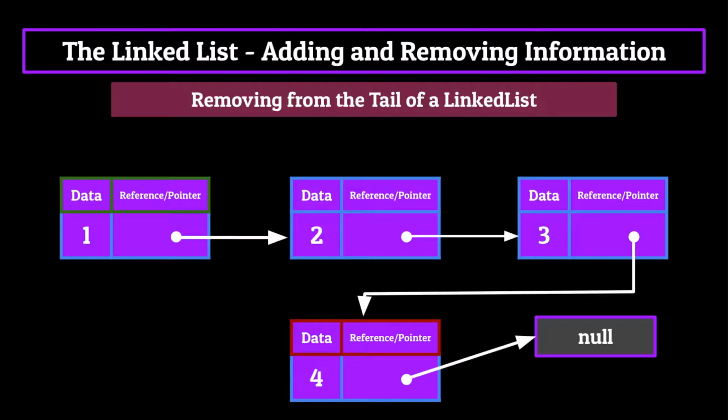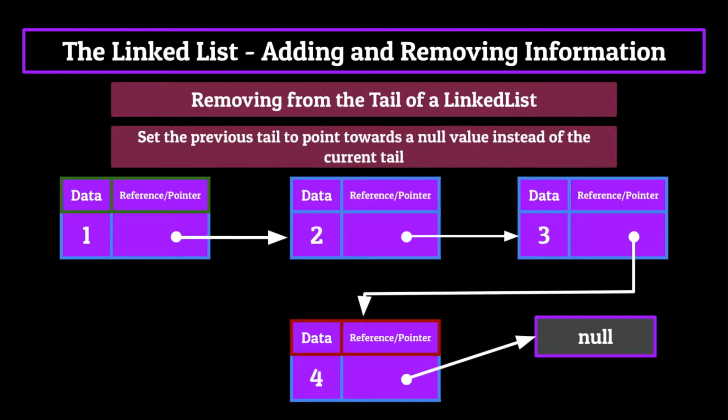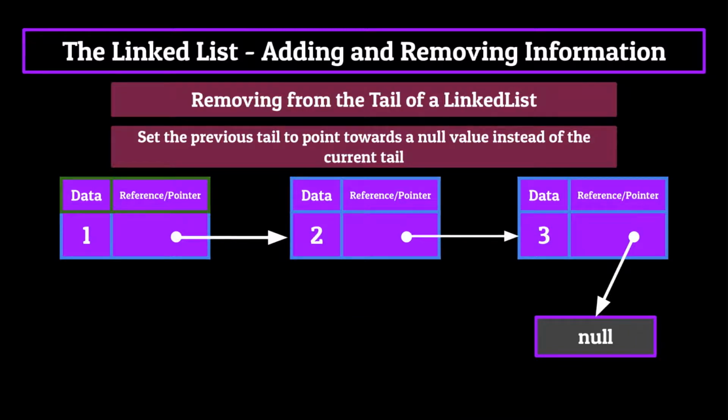If we want to remove the tail, we just set the previous tail to point towards a null value instead of the current tail. Doing this on our list would require us to make the 3 node point towards null. Because no node now points to that tail node anymore, it is cut off from the linked list and essentially removed, making the old tail node the current tail node once again. So, after a bit of pointer readjustment, hopefully now you can insert and remove elements from linked lists with ease.